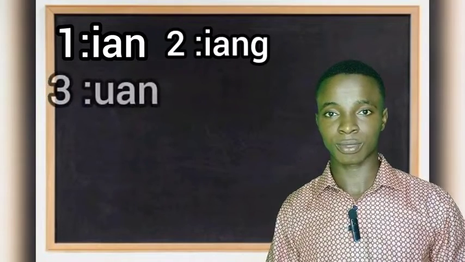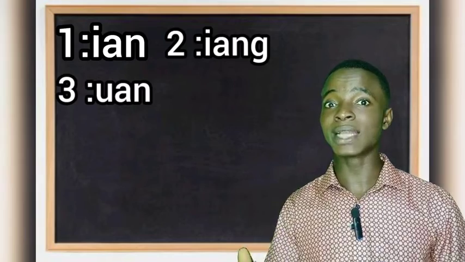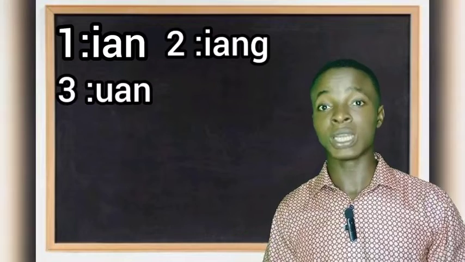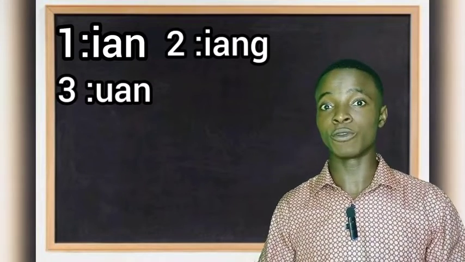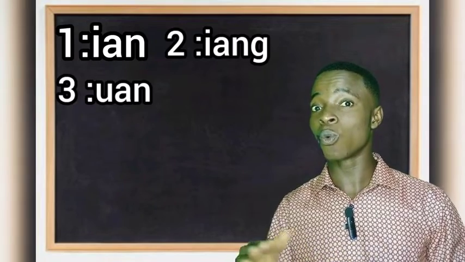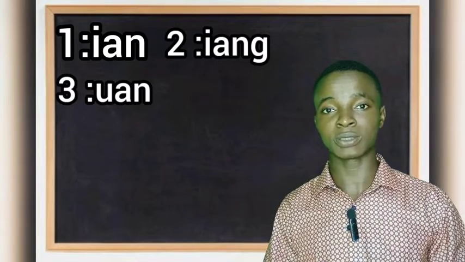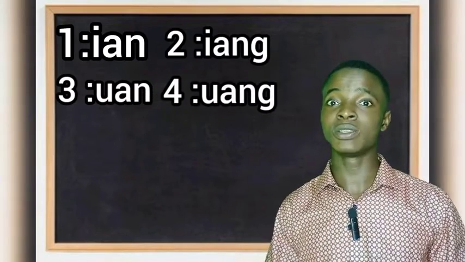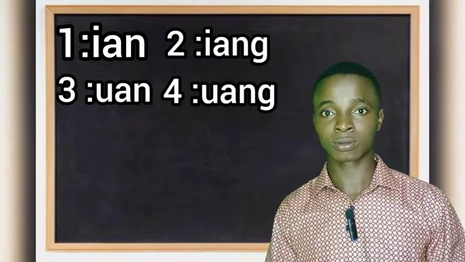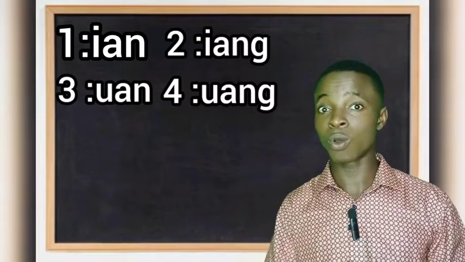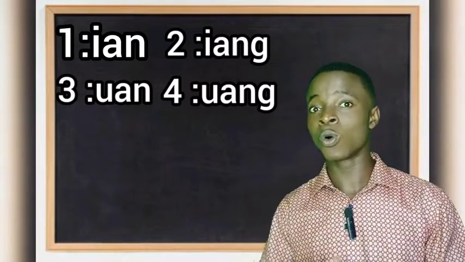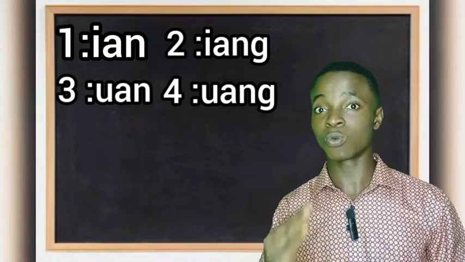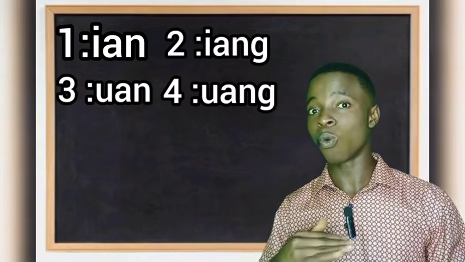Yang. The third one we have is wan. Repeat after me. Wan. The woo sound will also be read first before the an sound. We have wan. Repeat after me. Wan. The fourth one we have is wang. Always try to find their differences. Wan and wang. Wan. Wang. The woo sound will also be read first before the ang sound.